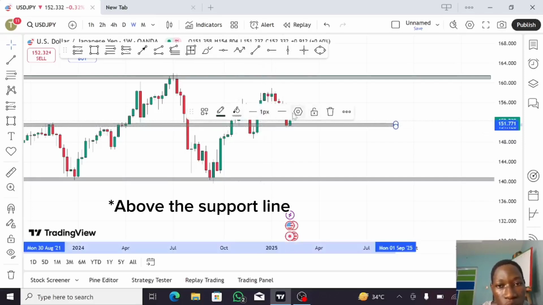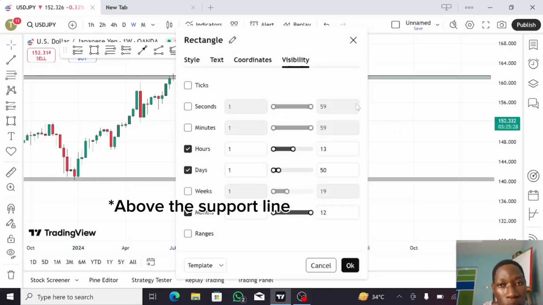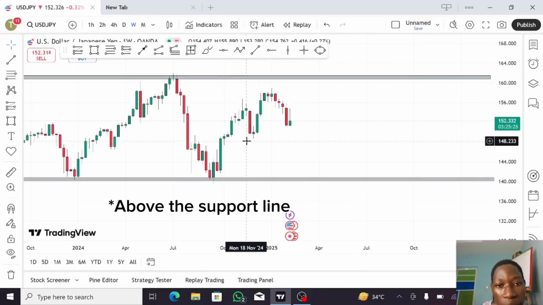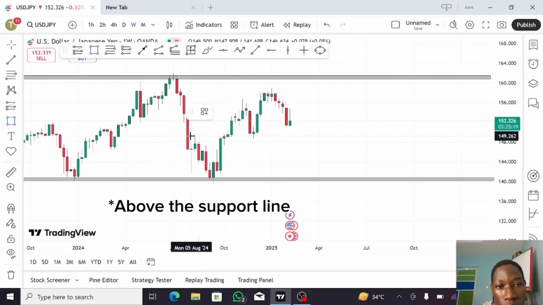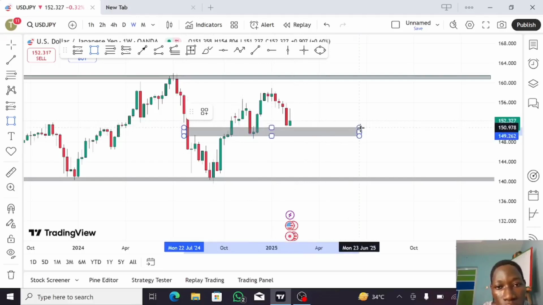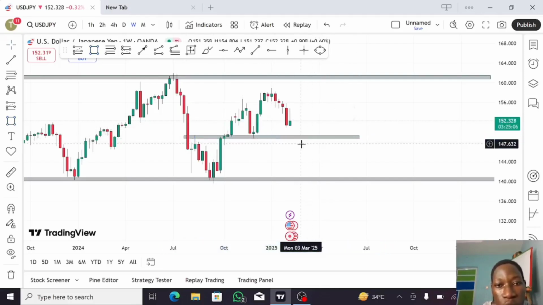let me remove this from the weekly time frame. Now, if the market breaks this particular level, let me put this stuff here long. If the market is able to get to this level and break it, the next level target is somewhere here.